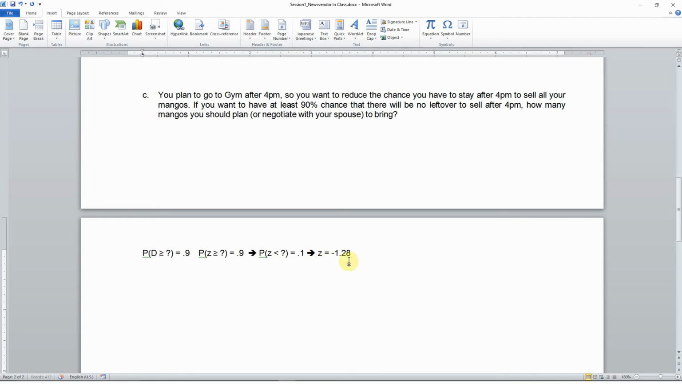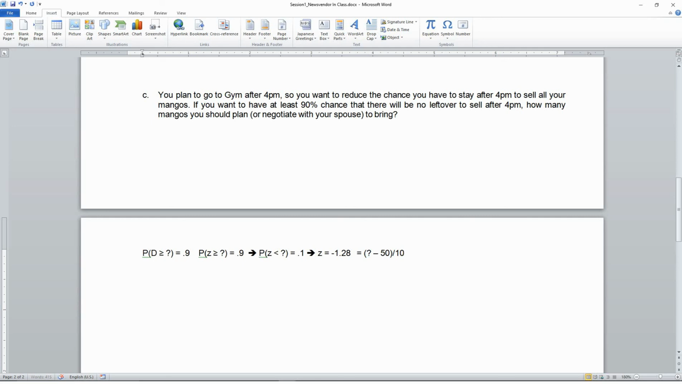So this is the same thing as saying that Z is going to be equal to some value, this Q, the one that we want here, minus 50 divided by 10. In other words, this Z value is equal to the quantity we would order to make sure we have a 90% chance of being sold out, minus the mean, divided by the standard deviation.